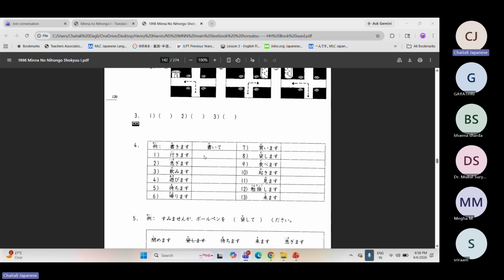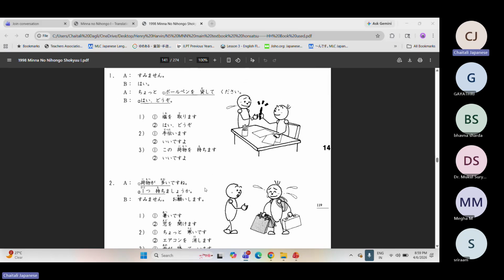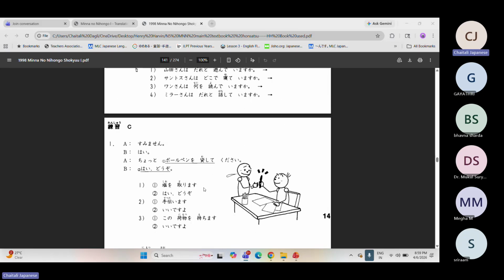Katte, K-A-T-T-E. Katte, because it is first group, ka first subgroup. Kashimasu, kashite. Tabemasu, tabete. Yes. Okimasu, okite. Correct. Mimasu, mite. Perfect. Benkyou shimasu, benkyou shite. Very nice. Kimasu, kite. Perfect. I hope everybody has got the right answers.